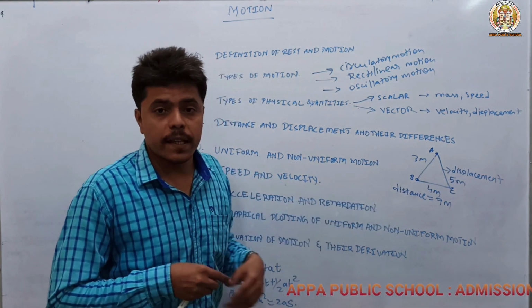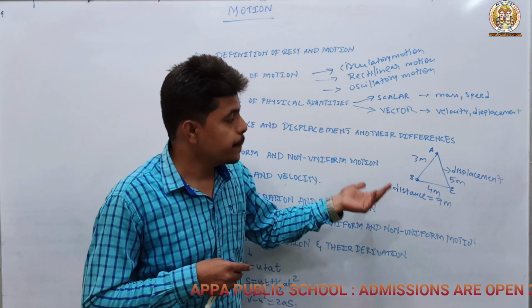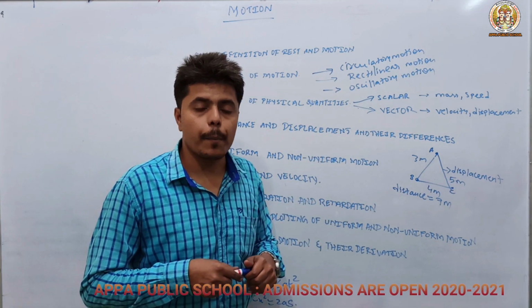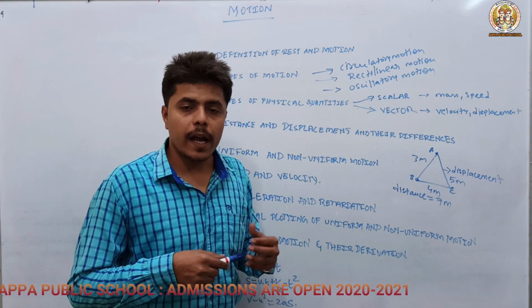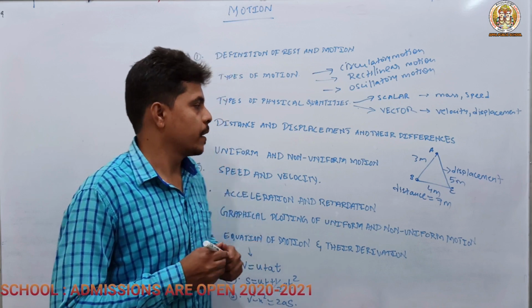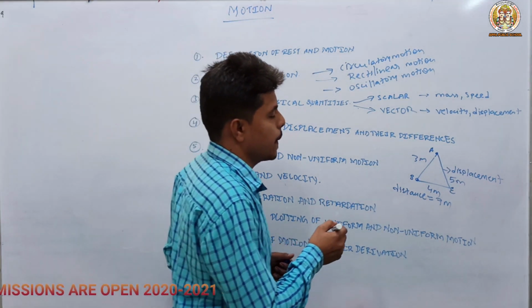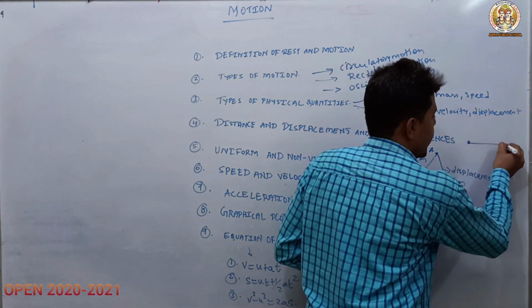The important thing is how to count the distance and how to count the displacement. Here is one more example to understand how to calculate distance and displacement. So we can see here from A to B.